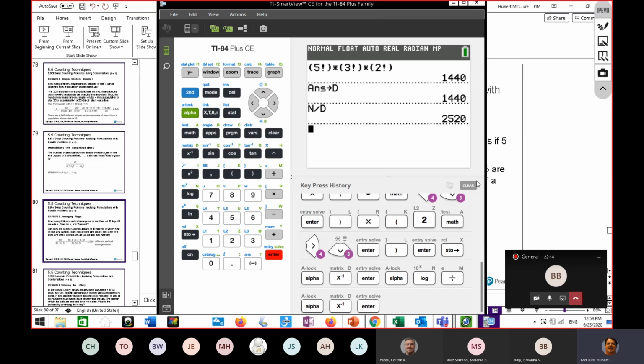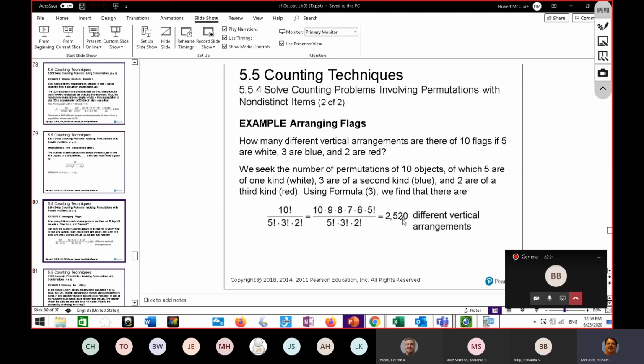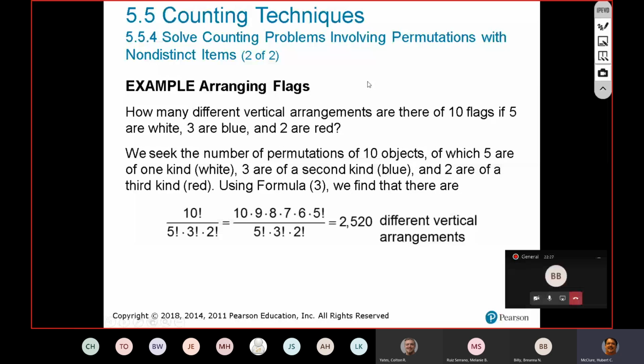So let's go back and see if 2520 is correct. Look there, 2520. It's a miracle. Okay, so you've had 2 type problems so far. 1 type problem is courses of the meal. Then you've got this problem, which is usually a flag question. What else you got? Well, there'll be a letter question, a word, or there'll be a license plate question.